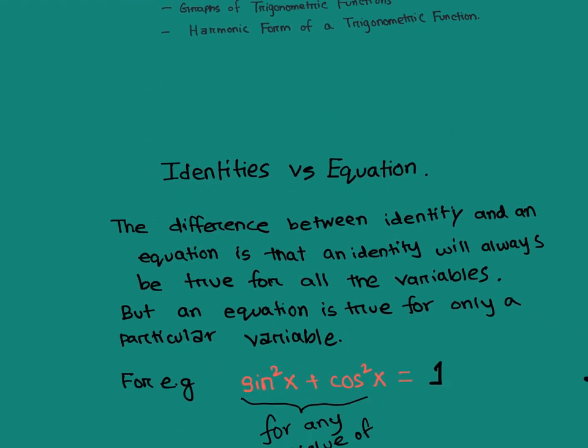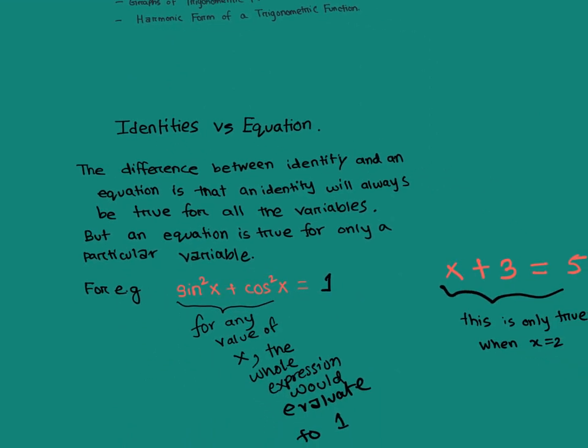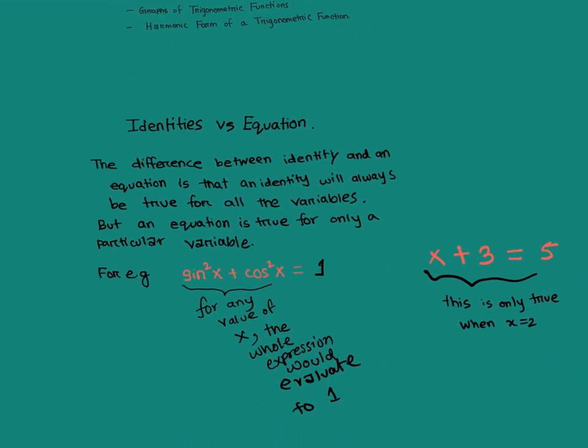Now, there's a major difference between an identity and an equation. An equation will be true for only one value, or maybe more than one value, but not for all values of x, right? So here I have an example. For example, sine square x plus cos square x is equal to 1. This expression is always going to be true for any value of x you put in. So if you put x equals 30 inside this, you're going to get 1, even if you put x equals 1, 2, or any number. For any x value, this whole expression would evaluate to 1.